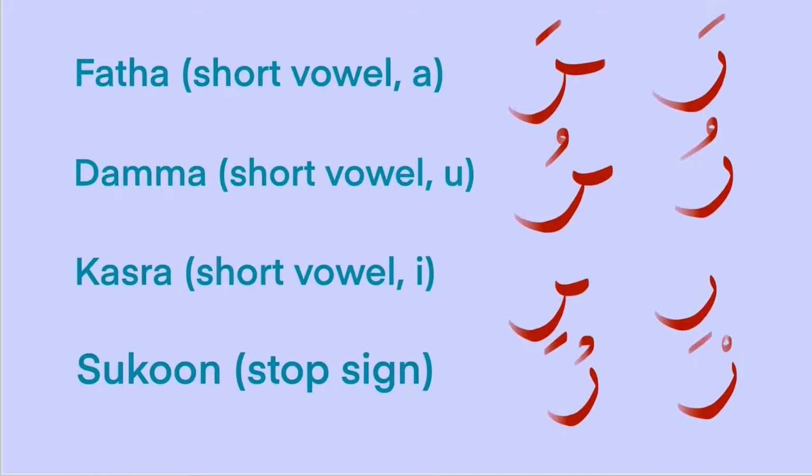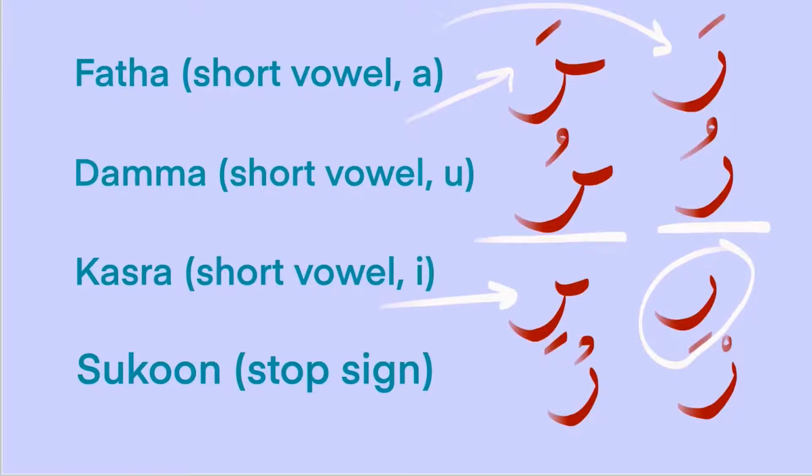Here we see how the letter looks when it has a fatha on top. Ra. Here it is connected to a letter before. Ra. With a dhamma, we pronounce it as Ru. Again, Ru. With a kasra, how should we pronounce it? Ri. With a kasra connected to a letter before. Ri. How about sukoon? R.